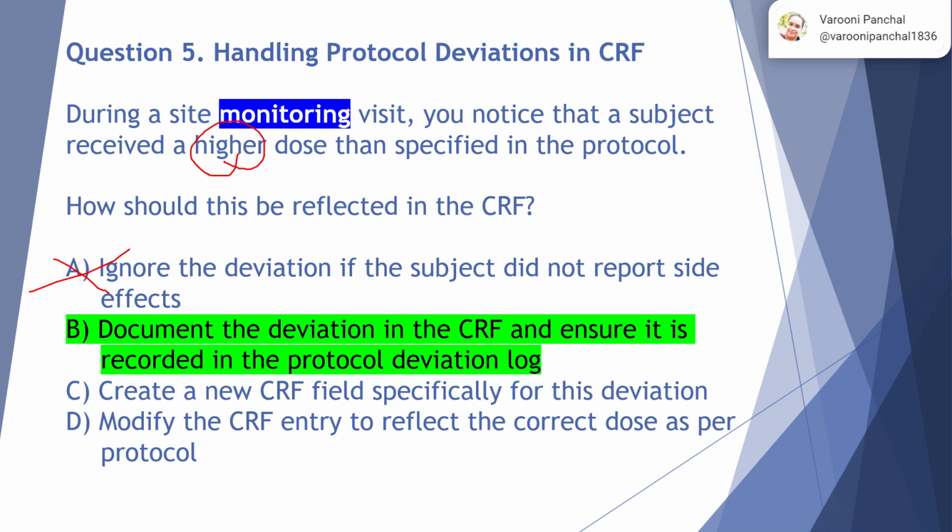Option C, create a new CRF field specifically for this deviation. No, you cannot even do this, right? Option D, modify the CRF entry to reflect the correct dose as per protocol. No, you cannot modify and put the correct dose because it's the actual higher dose that was given, right? You cannot manipulate the dose information. This is data manipulation, which is unethical in a human clinical trials database. So the correct answer is B. Document the deviation in the CRF and ensure it is recorded in the protocol deviation log.